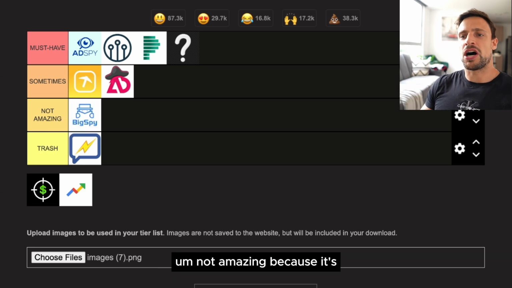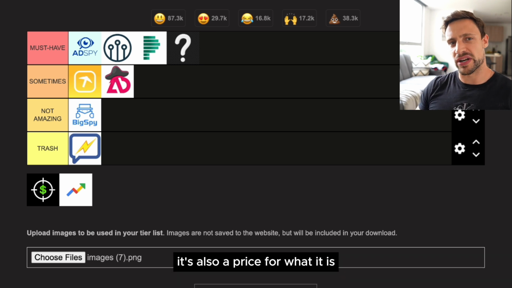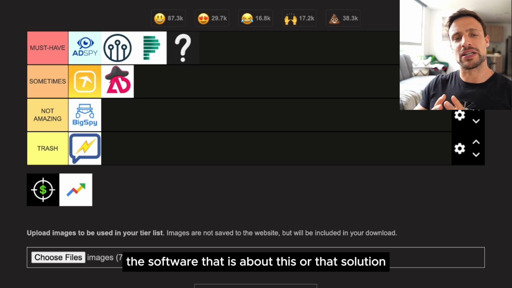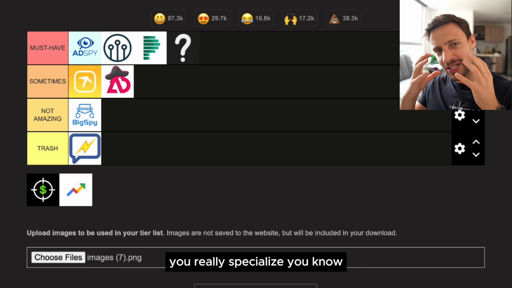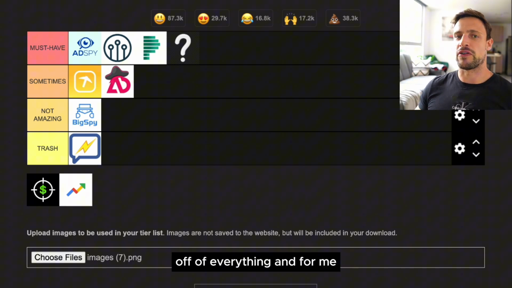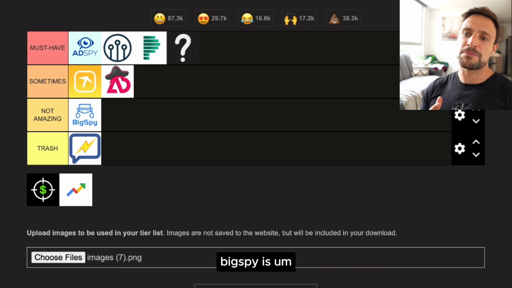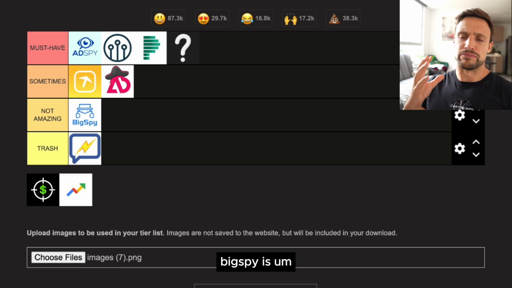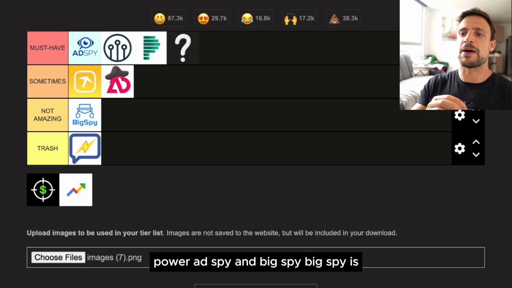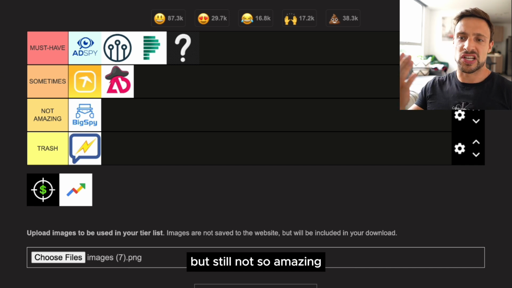BigSpy is similar to AdSpy, but I would put it in not amazing. Not amazing because it's also pricey for what it is. So I really prefer having software that is about this or that solution, about Meta, about TikTok. You really specialize, rather than an all-in-one that just does a little bit of everything. And for me, it's a bit what AdSpy and PowerAdSpy are doing. BigSpy is, in my opinion, better than PowerAdSpy, but still not so amazing.